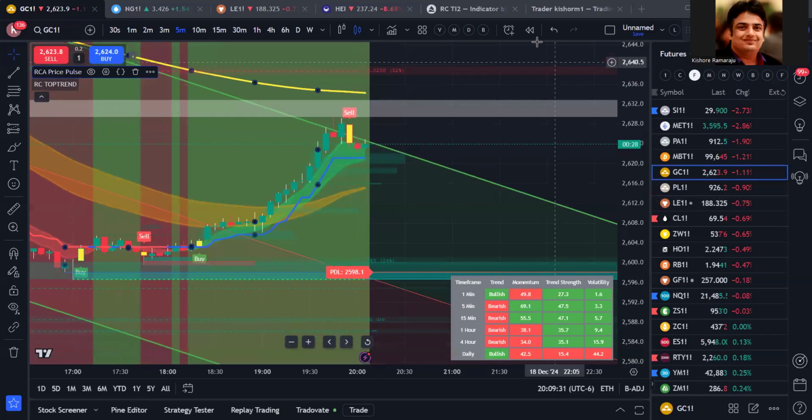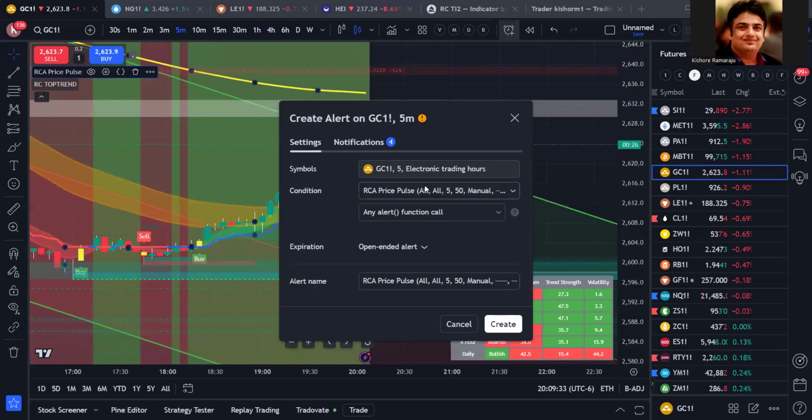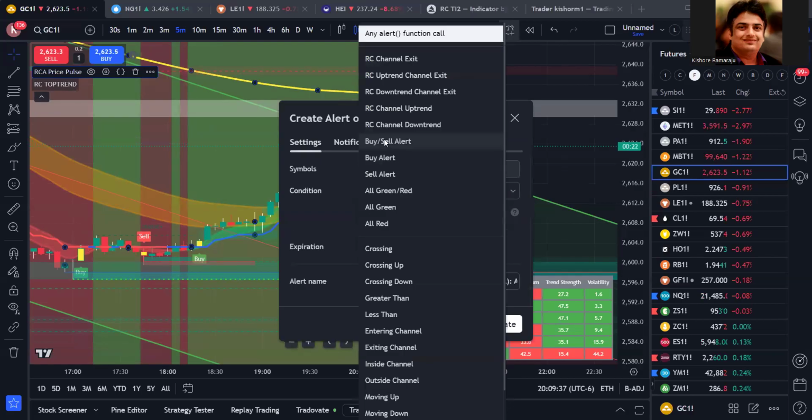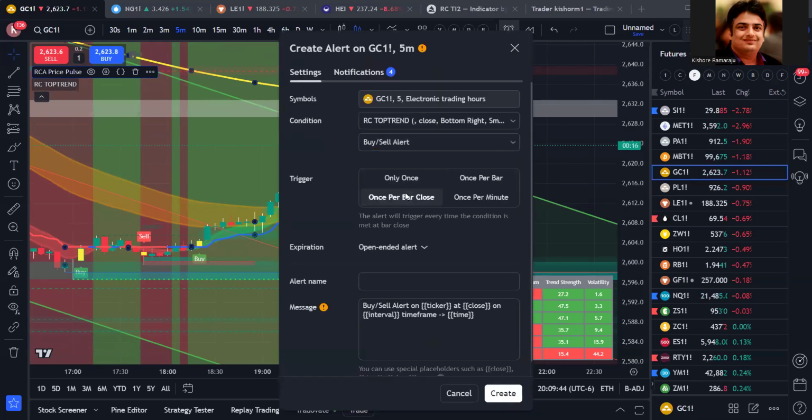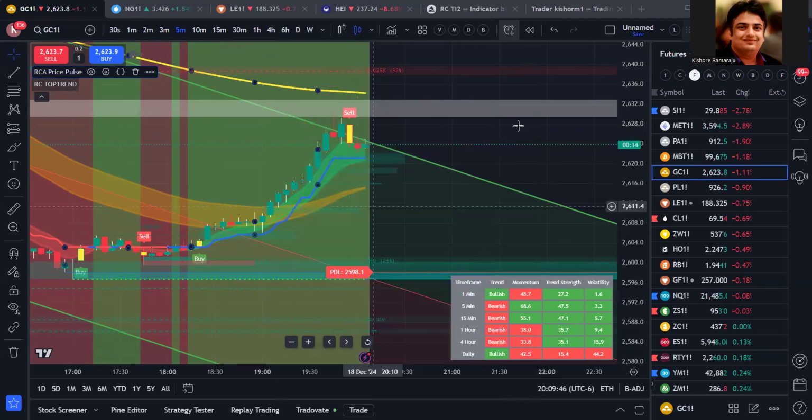And we can create notifications, so you don't need to go to each chart. You can go and you can say, "Please send me a notification whenever there is a buy or sell alert." Or this will create notification whenever it happens on both.